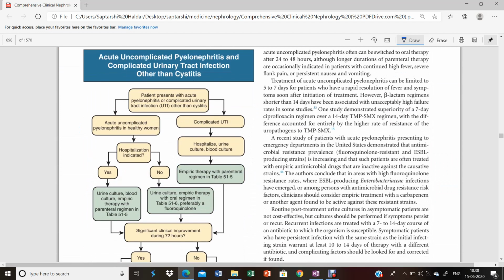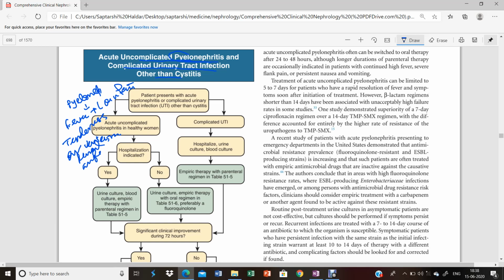Now we will evaluate uncomplicated pyelonephritis and complicated urinary tract infection. Then what is pyelonephritis? When a patient has fever, loin pain, and tenderness at the costovertebral junction, the renal angle, we will think that the patient may be suffering from pyelonephritis.